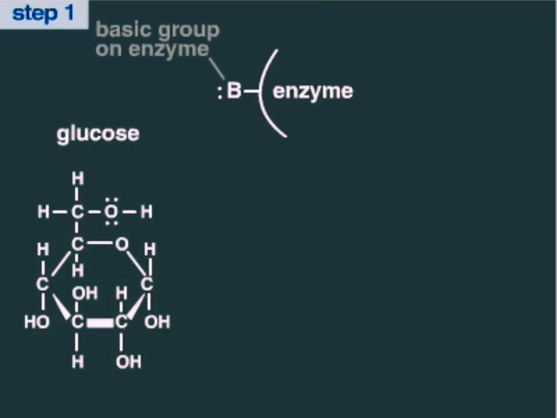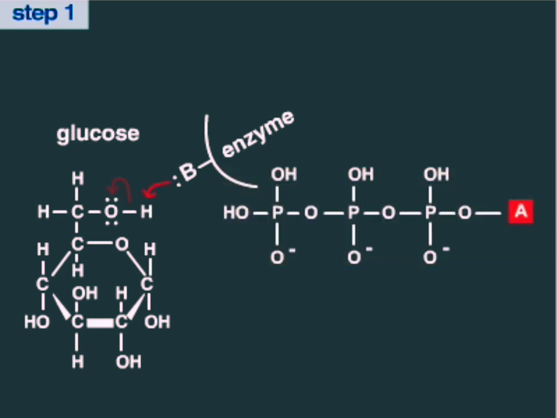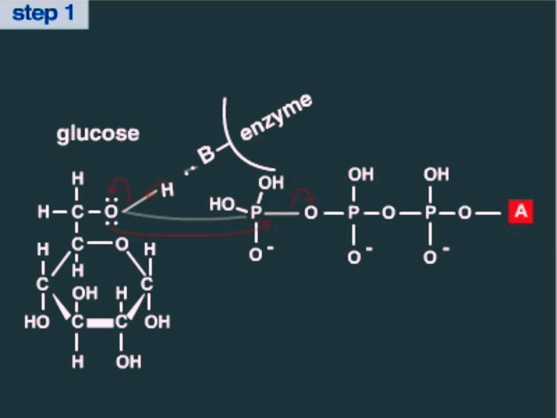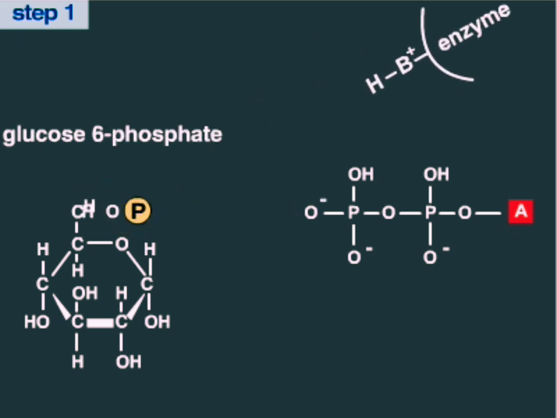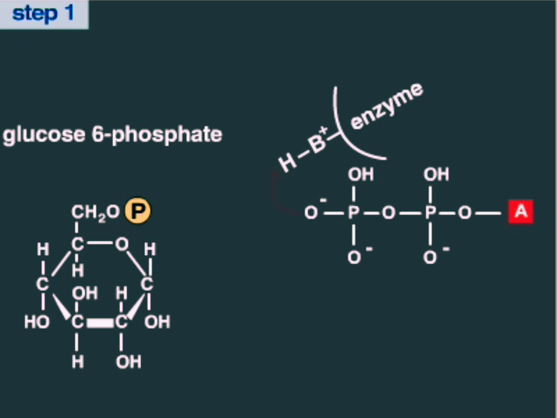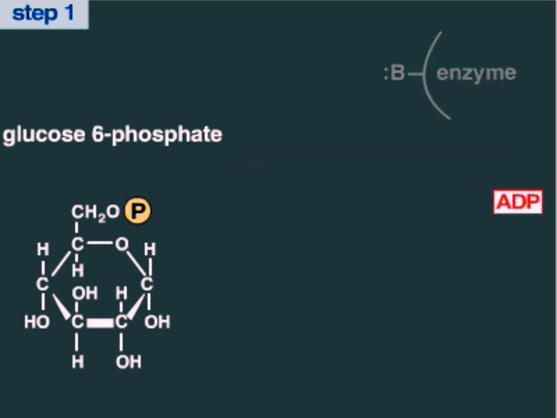In the first step, the enzyme Hexokinase uses ATP to phosphorylate glucose. This investment of energy primes glucose for energy-releasing reactions later in glycolysis. The resulting molecule is glucose 6-phosphate. ADP is released. This first step of glycolysis is irreversible.